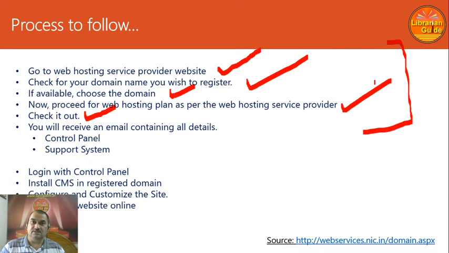Then we can directly go to the control panel, where we will have the user ID and password, and then we'll see how we can do the other processes to host the website. Next we have to log in to the control panel. We will be installing the content management system one after another. Then we'll customize the website and publish it online. So this is the process we are going to follow.